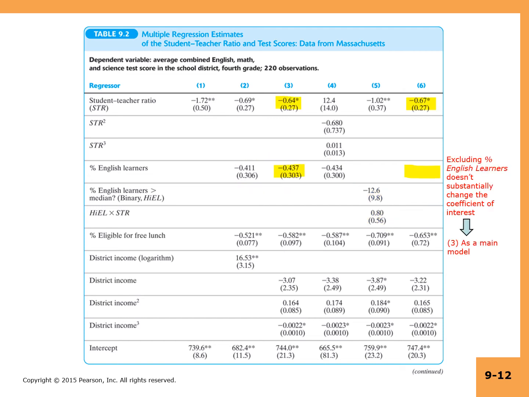Regression model 6 excludes the percentage of English learners from the regression model. So in regression model 3, the percentage of English learners coefficient was not statistically significant. So in model 6, we don't include it and see what happens to our coefficient. It looks like our main coefficient of interest actually doesn't change much from model 3 to 6. So we'll say that it really doesn't matter whether you include the percentage of English learners in the model or not, and we're going to use model 3 as our main model.